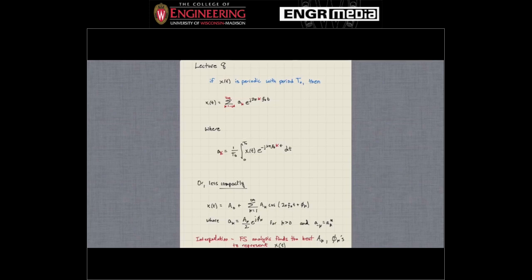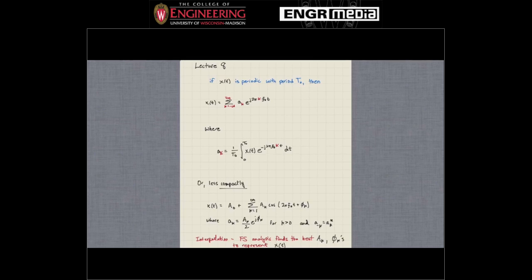Okay, so let's go back over what we saw last lecture. The main point was that if x of t is a signal that's periodic with fundamental period t naught, then we can represent the signal x of t as a sum of sinusoidal functions at harmonically related frequencies. And to simplify notation, we wrote this sum as a sum of complex exponentials.